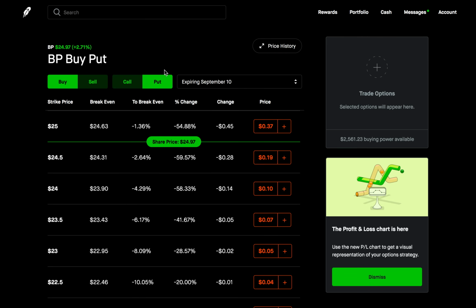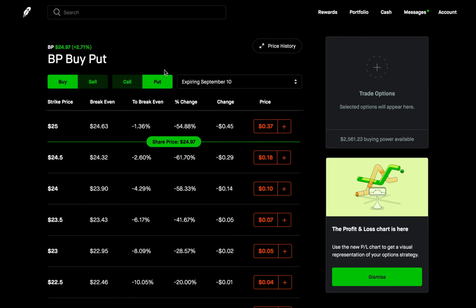Now this is obviously the hardest part of this entire thing, trying to figure out what price this stock will drop to. And so again, let's just pretend that I've done some due diligence, some technical analysis, and a couple of things like that. And I believe that BP will go down to 23.50. And that's the price that it will be at, or close to that, on September 10th.